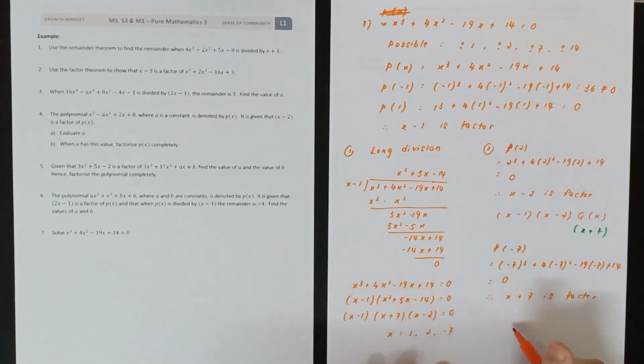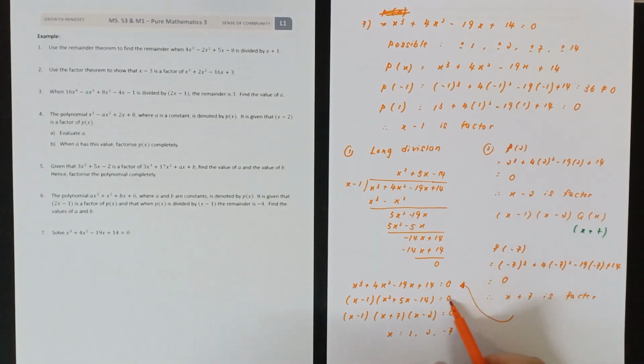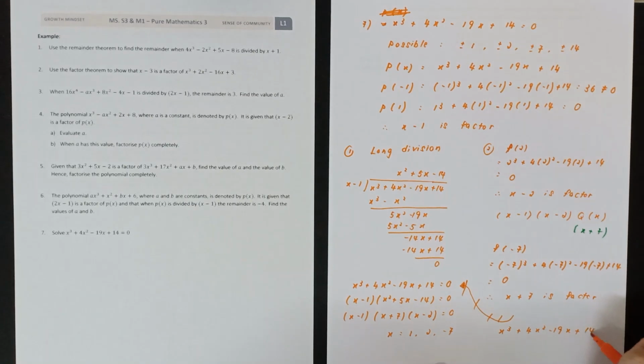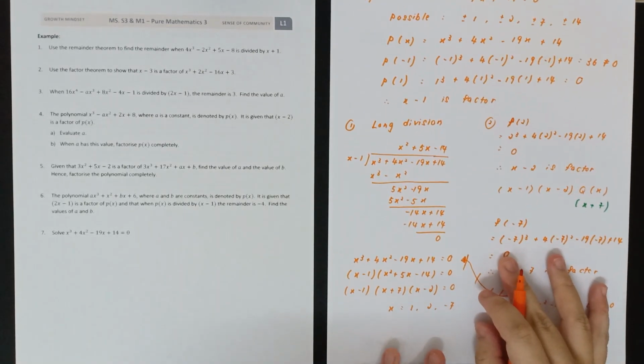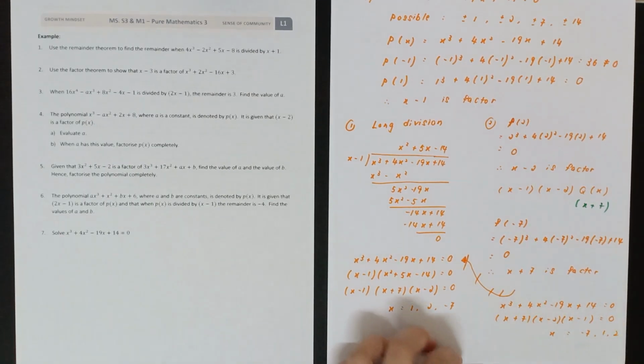Okay, so you can write exactly the same thing as before, but you do not have this step anymore. I'll write it again: x cubed plus 4x squared minus 19x plus 14 equals 0. Please make sure you are not writing P(x) equals, because it must be an equation for you to solve it. So (x plus 7)(x minus 2)(x minus 1) equals 0. So your x will be equal to negative 7, 1 and 2, the same answer as what we did previously.